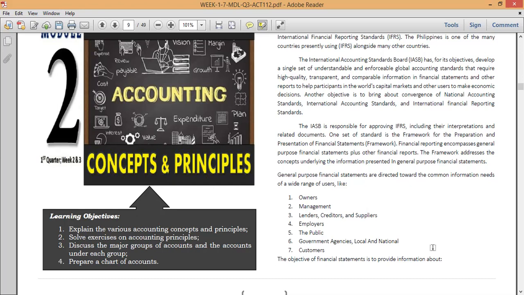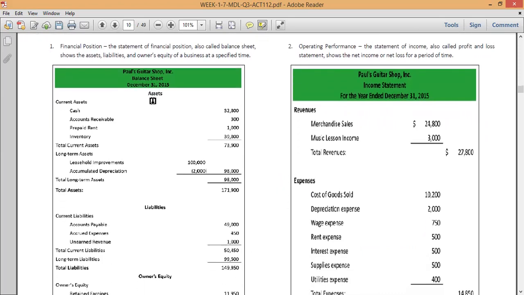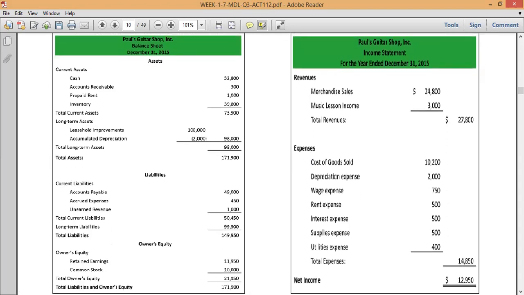The objective of financial statements is to provide information about the financial position, operating performance, and the cash flow. Let me explain again the financial position, number 1: the statement of financial position, or balance sheet. In the composition of the balance sheet, there are assets, liabilities, and owner's equity. Under assets, we have current assets and non-current assets, placed here as long-term assets. Under liabilities, we also have current liabilities and long-term liabilities. For owner's equity, it means the business is a sole proprietor. If it is stockholders' equity, it is a company or corporation. That is the composition of our balance sheet, these three elements of accounting.